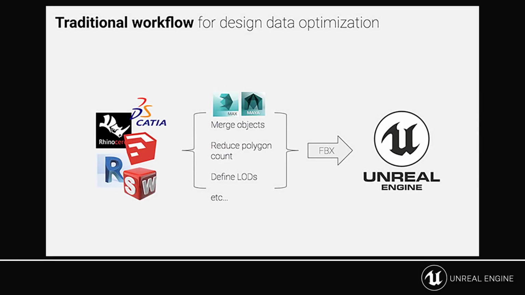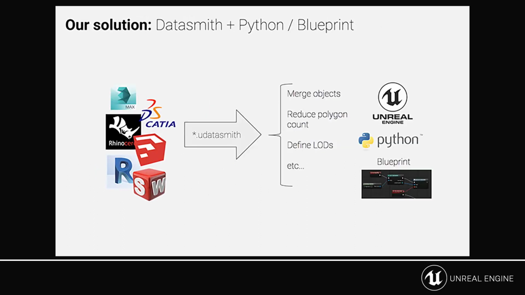So a traditional workflow, Eddie talked about this a little bit. This idea of taking data from a CAD package and maybe you have to jump into something else like Max or Maya or whatever it may be, and you need to merge the objects and reduce the polygons and go on, this whole translation, and export into a format that Unreal Engine will understand. Well, Datasmith takes all of this and does it all for you.